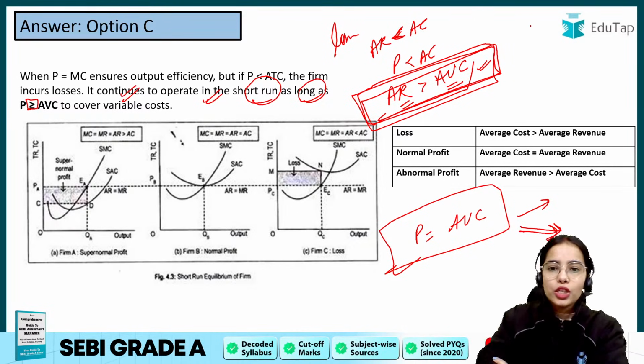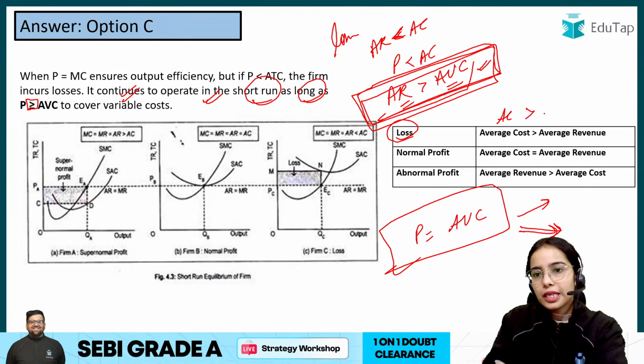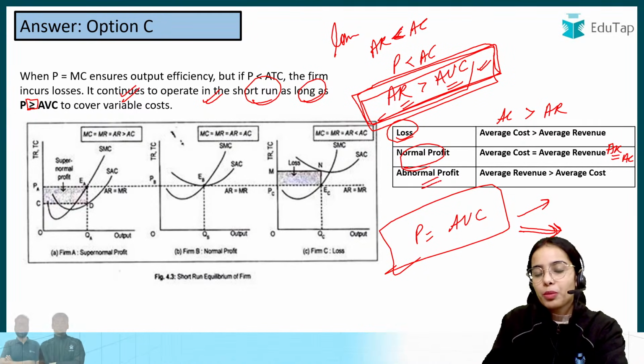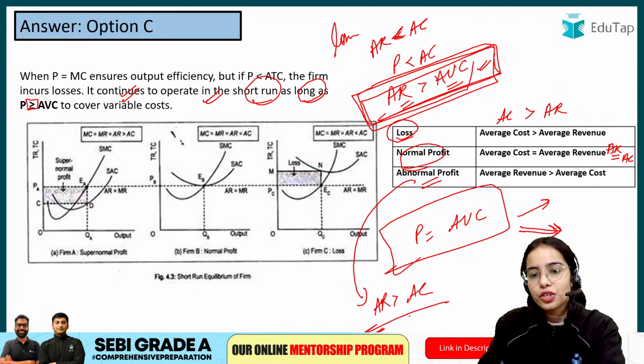Okay. So what are the conditions? Loss is when average cost is greater than average revenue. Normal profits are when average revenue is equal to average cost, and abnormal profits, or supernormal profits, are when the average revenue is greater than average cost.